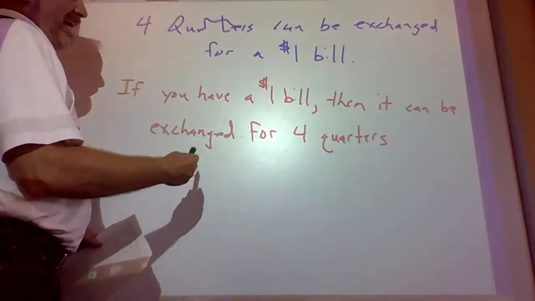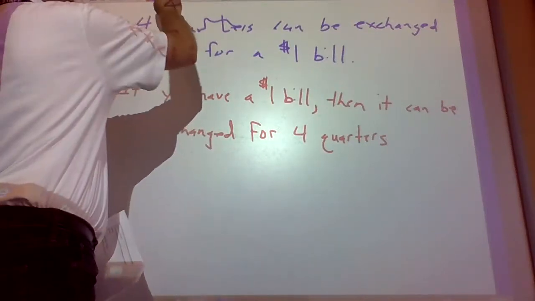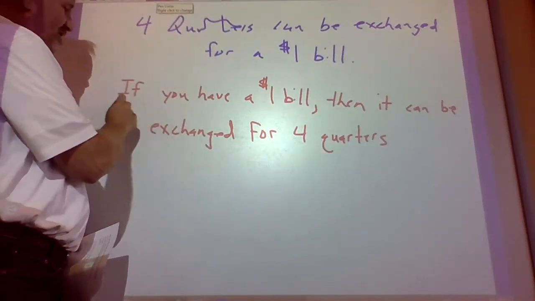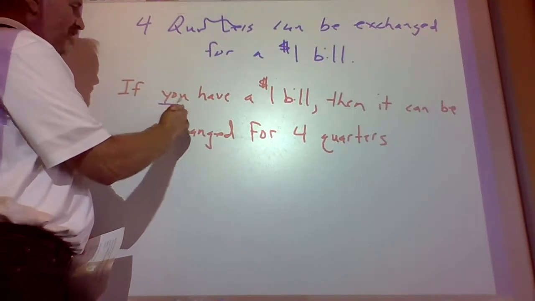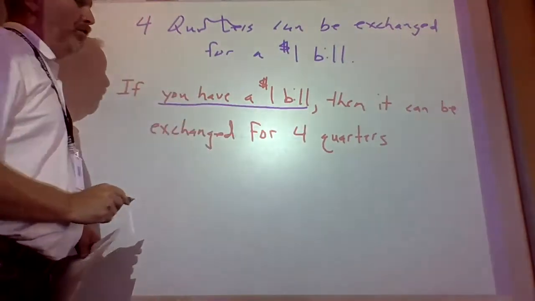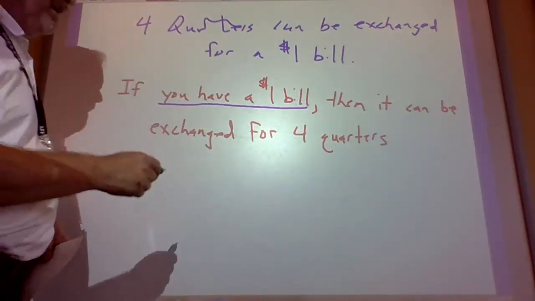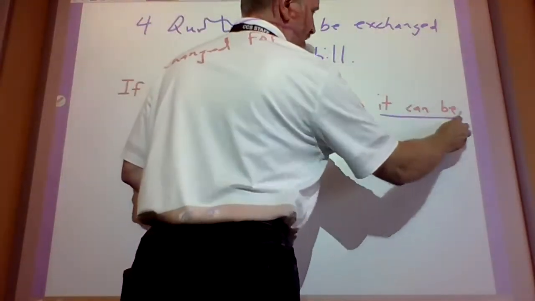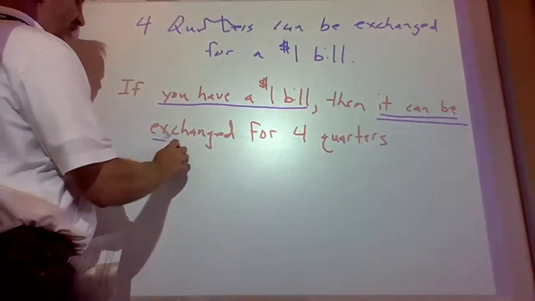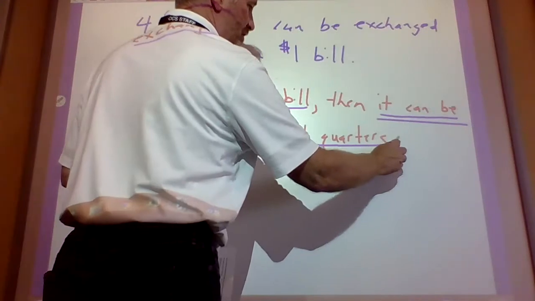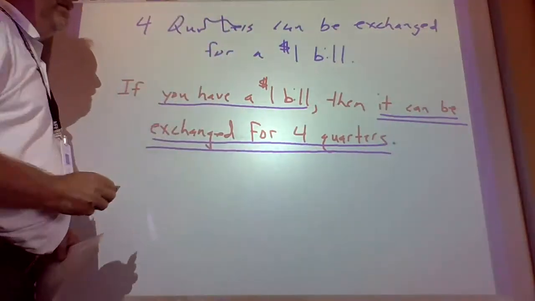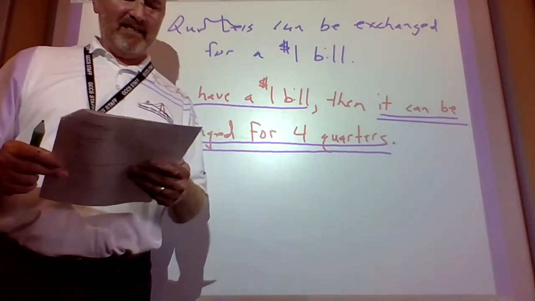And they wanted us to indicate which one's which. So how about the hypothesis? Not going to underline the word if. The hypothesis would be if you have a $1 bill, then the conclusion is it can be exchanged for 4 quarters. So I should have put a period on the end of that. All right. Is that making sense to everybody?